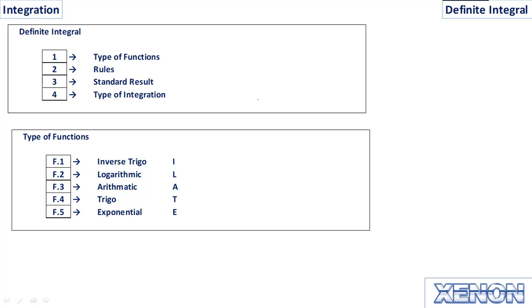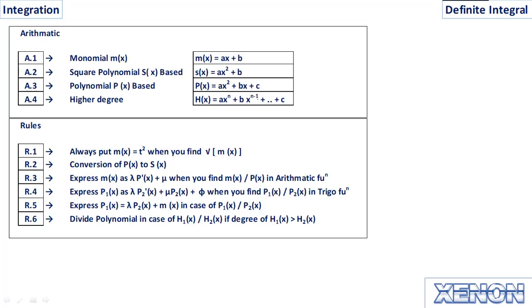And what is a trigonometric function? Trigonometric functions are like sin x, cos x, tan x, sec x, cosec x. These are all examples of trigonometric functions. And examples of exponential functions are like e to the power x, a to the power x, b to the power x, where a, b, e are constants. These are all examples of exponential function.